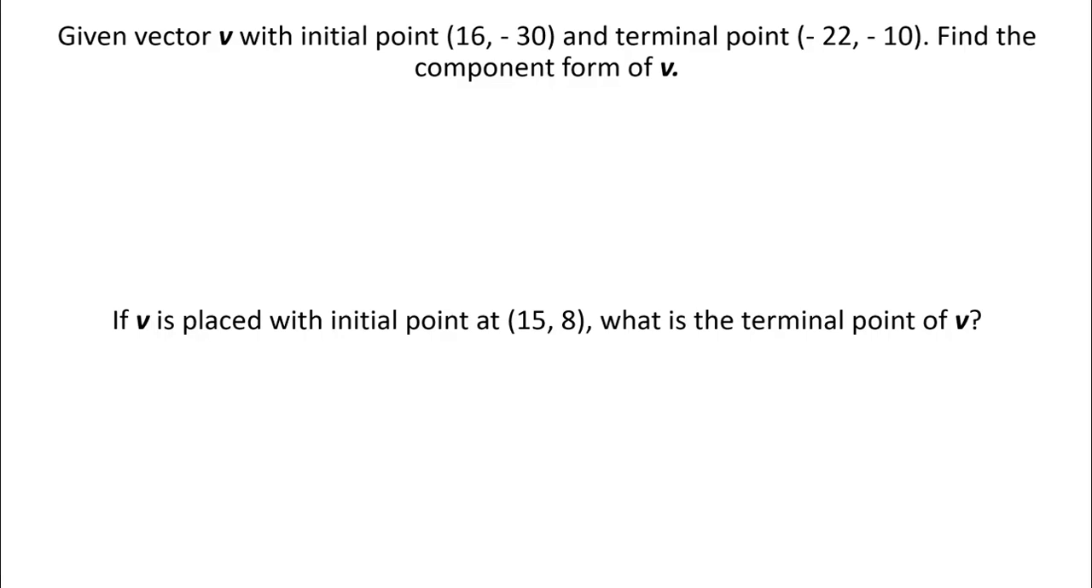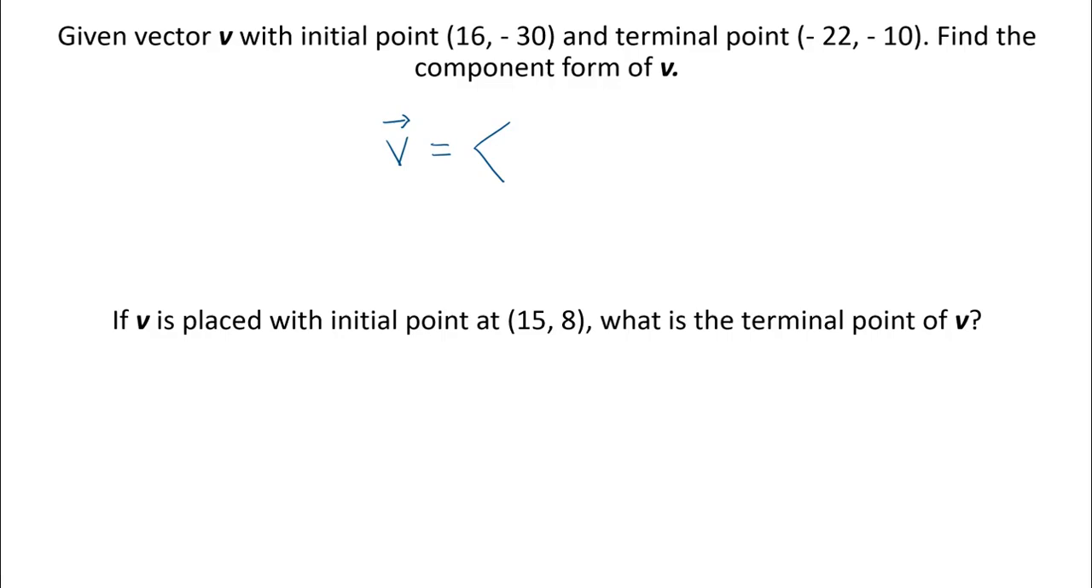Now, if you remember, component form of a vector is a way for us to express vectors using an ordered pair. The first component of the ordered pair is just the horizontal displacement of the vector, and the second component of the ordered pair is the vertical displacement of the vector. Now remember, when we write a vector in component form, we have to use the pointy parentheses, not the curvy parentheses. So let's find the horizontal component of this vector.